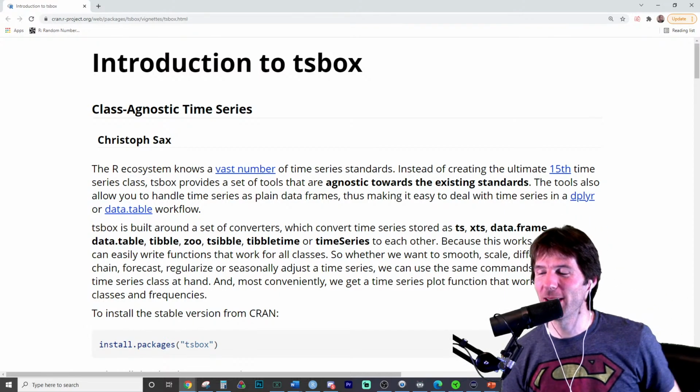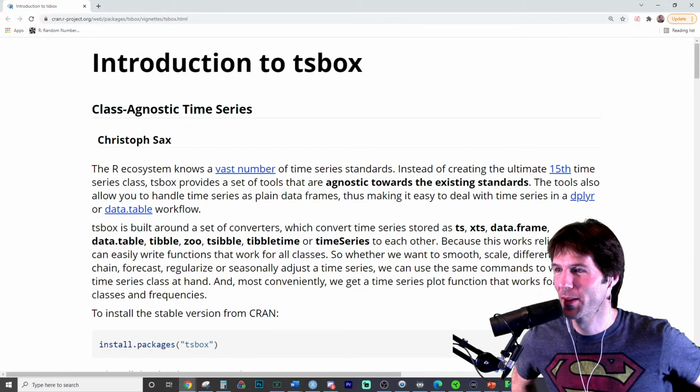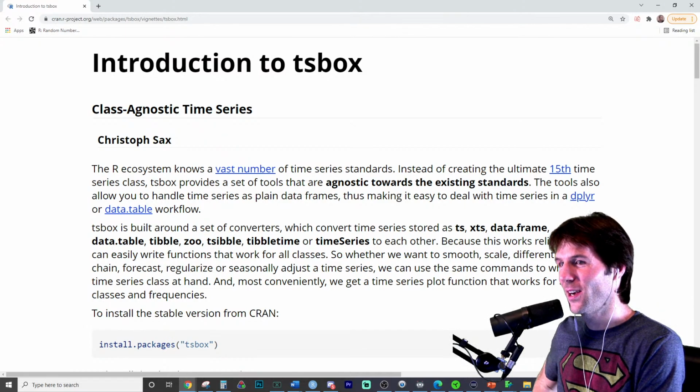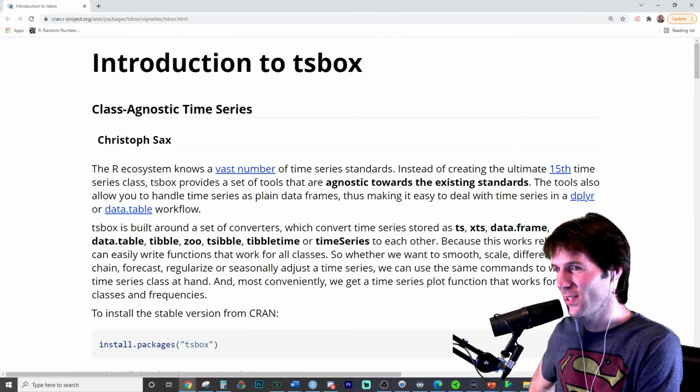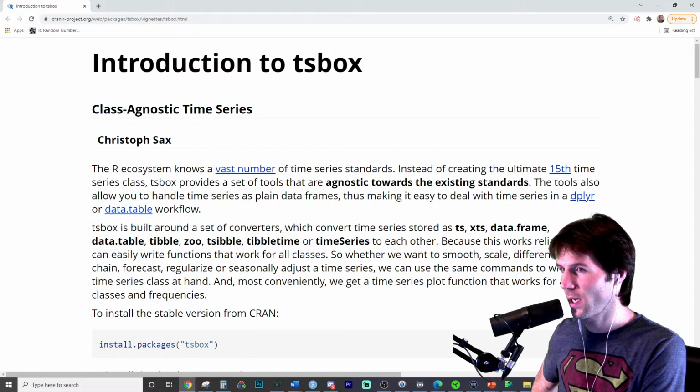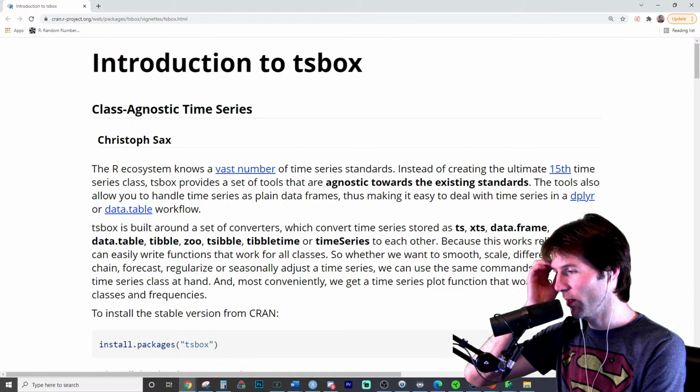Wait. Okay, so wait, they're trashing on it, aren't they? So that's funny. I think so. The R ecosystem is known as vast number of time series standards. Yeah, there's a vast number. Okay. Instead of creating the ultimate fifth time series class, TSBox provides a set of tools that are agnostic towards the existing standards. The tools also allow you to handle time series as plain data frames, thus making it easy to deal with time series in dplyr or data.table workflow.